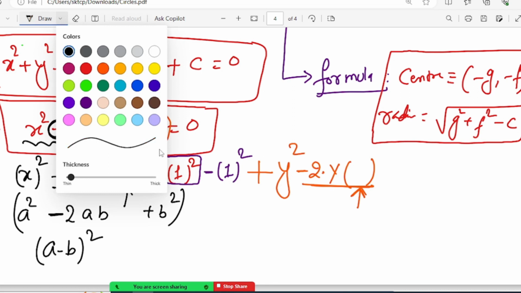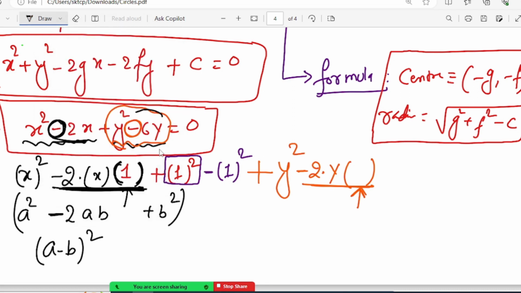No, no, no. It should become minus 6y. See, what's your middle term? It's minus 6y. So what should be multiplied here? So then it should be 3. Yes, very good. That should be 3. That's the only thing you have to think. So your b is 3.